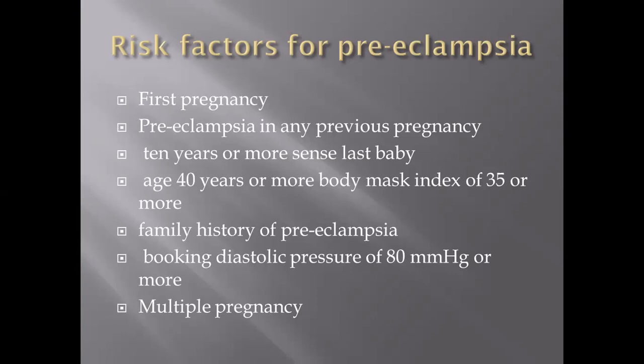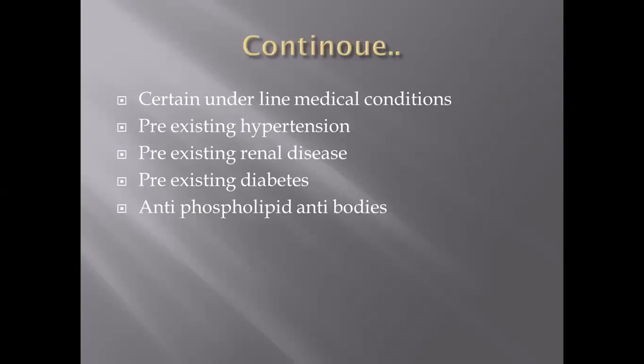Maternal age 40 years or more, body mass index of 35 or more, family history of preeclampsia. Family history means history of preeclampsia in mother or sisters. Booking diastolic blood pressure of 80 millimeter of mercury or more, multiple pregnancy, and certain underlying medical conditions like pre-existing hypertension, pre-existing renal disease, pre-existing diabetes, and antiphospholipid antibodies.